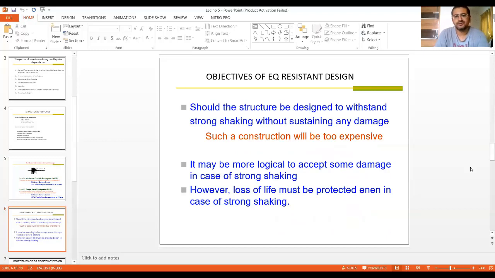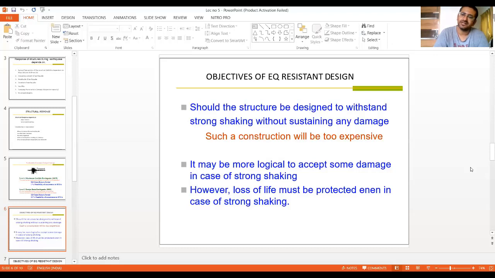Now what should be our objective of earthquake resistant design? Should the structure be designed to withstand strong shaking without sustaining any damage, right? If you talk about maximum credible earthquake and design for that, then the structure is going to withstand the worst shaking and it should not undergo any damage. If you want to design that kind of a structure, then it is going to be too expensive, right? Because costing will be very high. It may be more logical to accept some damage in case of strong shaking. So the better idea would be to accept some damage and control this damage. However, loss of life must be protected even in case of strong shaking.